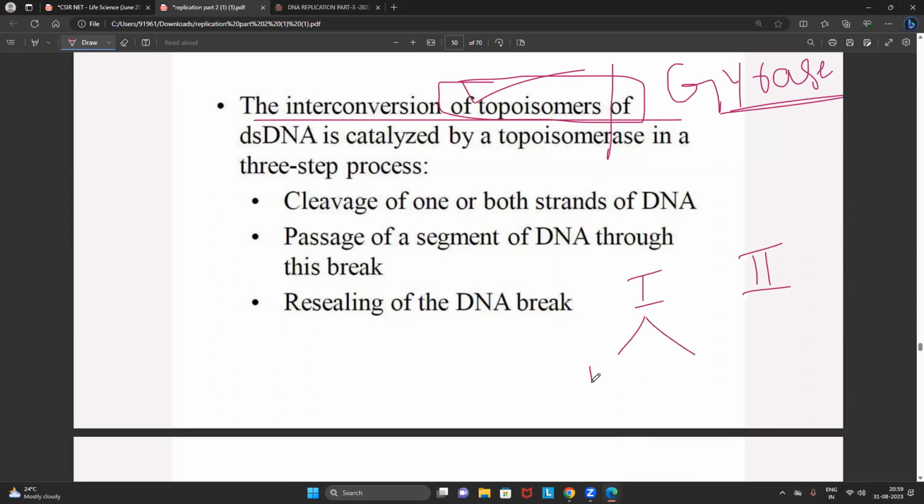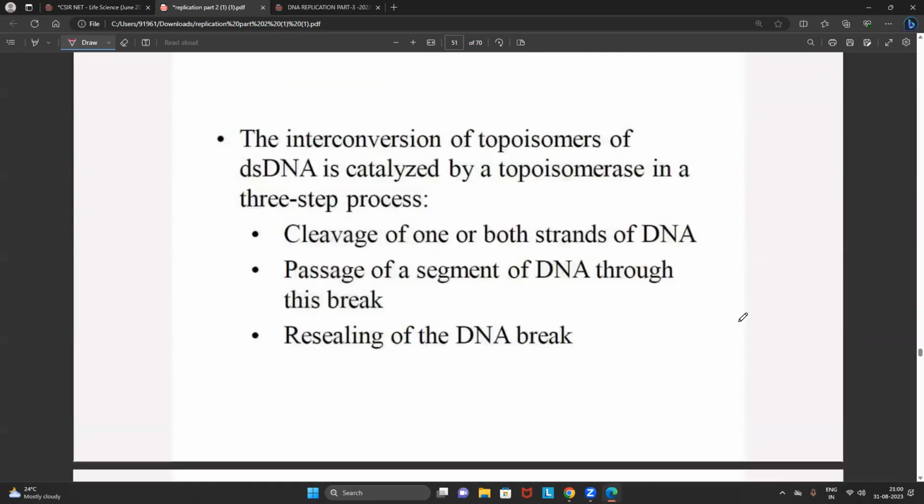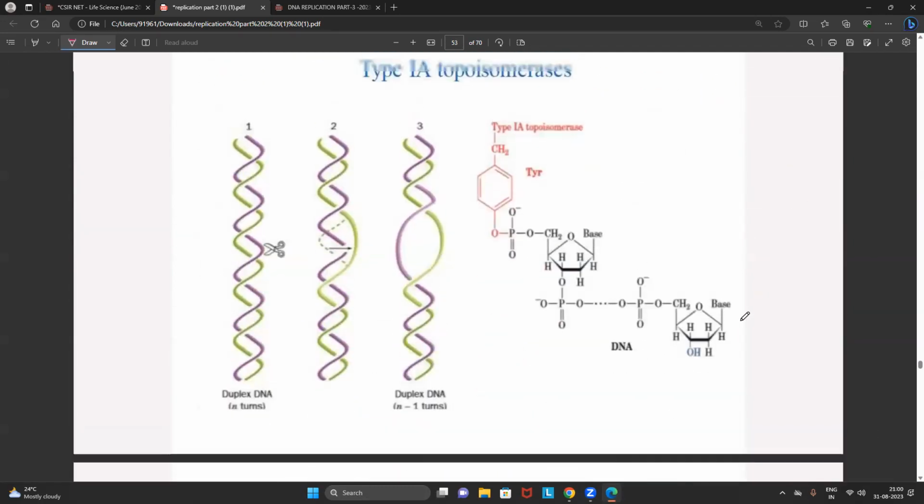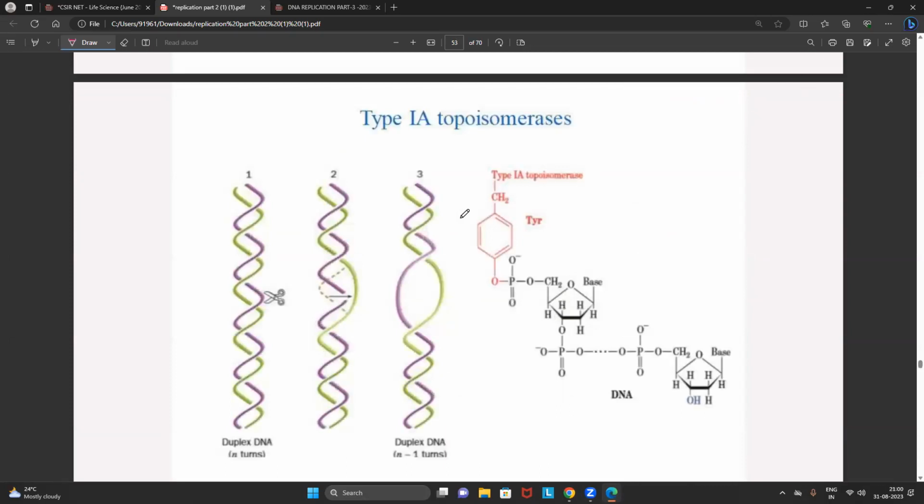Topoisomerase 1 is further divided into 1A and 1B. Topoisomerase 2 is only a single unit. Remember, topoisomerase 1 only cuts a single strand, whereas topoisomerase 2 will cut a double strand. Remember, all the students, look into the picture correctly. No need to get confused with this point.